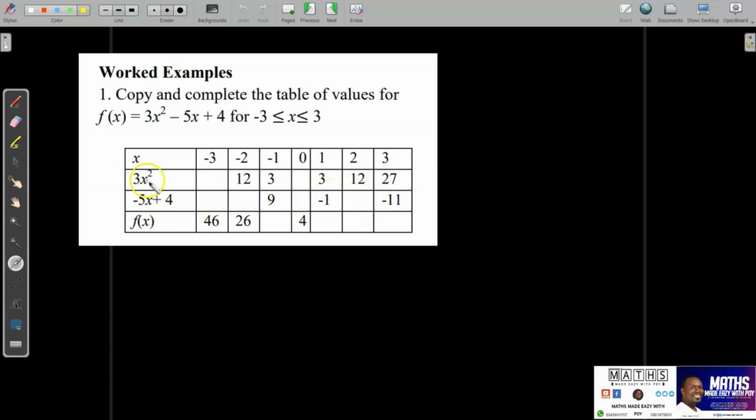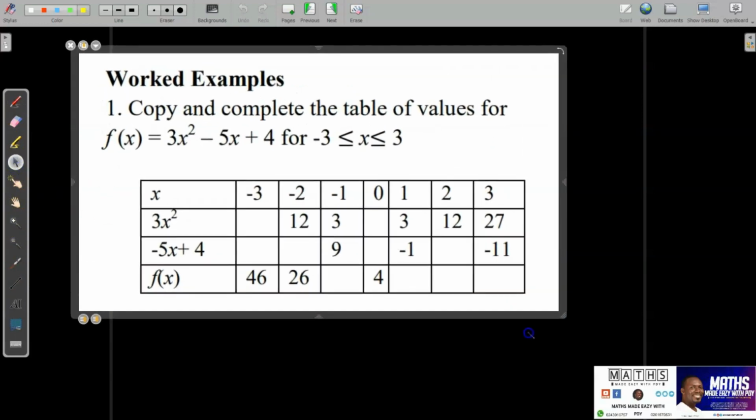You can do that in this form, whereby you need to spread out each of the terms. So you have your x value, you need to find 3x squared of the value. You need to find -5x plus 4 of the value. Then finally, you put all the entries together and write down your final answer. So let's do that together, please. Then I will teach you something alongside. So we have 3x squared here. Let me maximize it a bit.